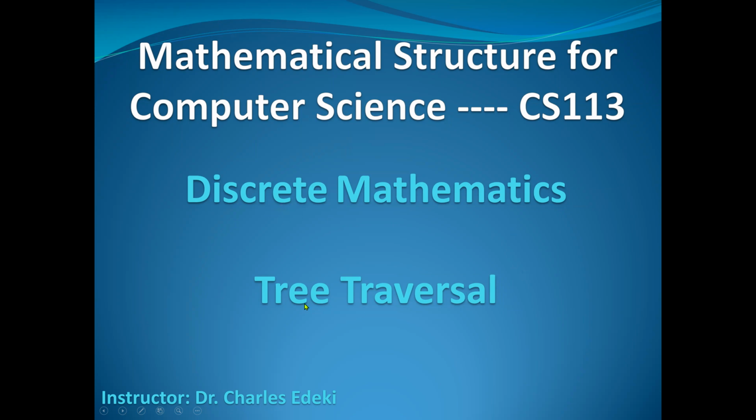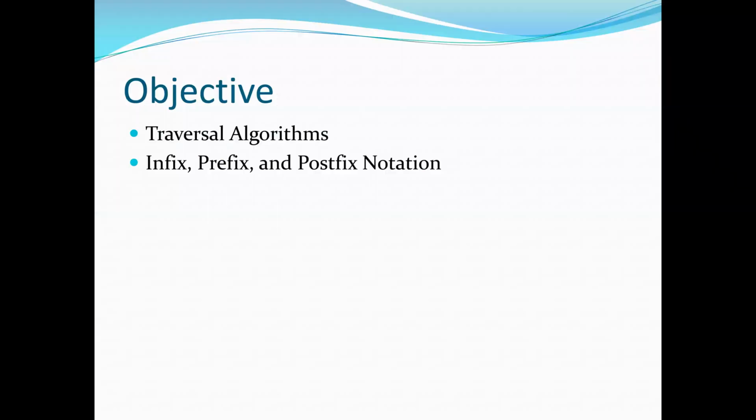In these lectures, we're going to cover tree traversal. The whole concept of tree traversal is how we visit each vertex or each node in a tree. We have three different ways we can do that: pre-order, in-order, or post-order. Our objective is to go through the traversal algorithms, which are pre-order, in-order, and post-order. Then we're also going to discuss the concept of infix, prefix, and postfix notation, and how we can represent these three types of notation using trees also.